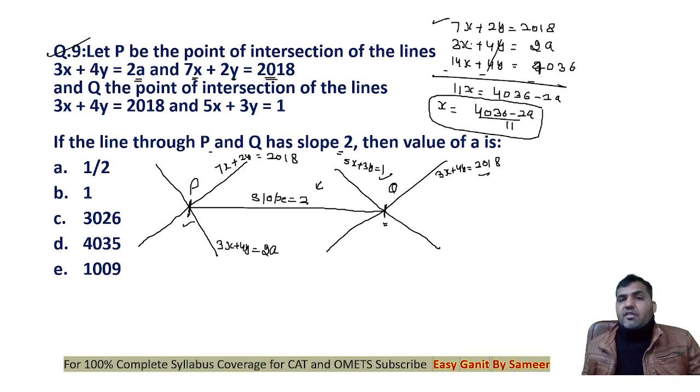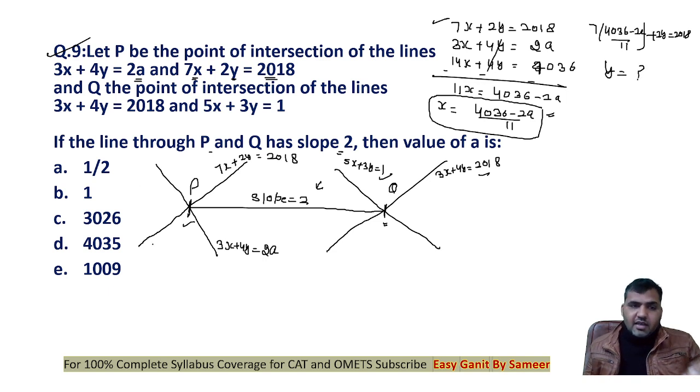Now, if I put the value of x, I'll get the value of y also in terms of a. So just put it here again: 7 times (4036 minus 2a) upon 11 plus 2y equals 2018, right? So guys, you need to find the value of y here. I'll just give you the idea. This is a complex calculation and there is no other way to reduce this calculation part.